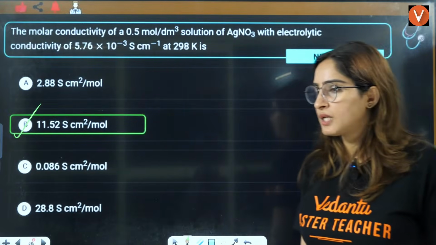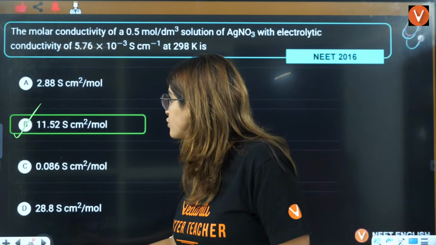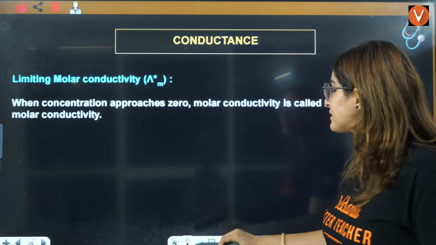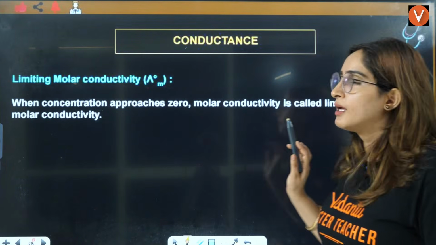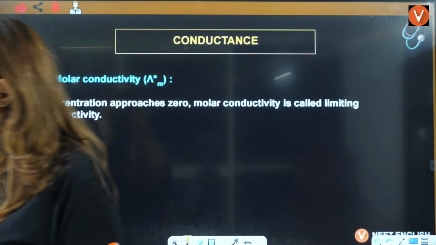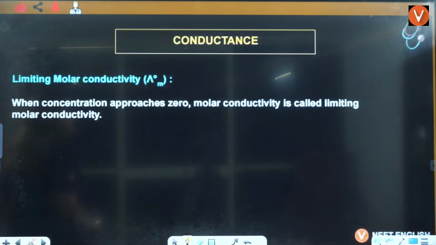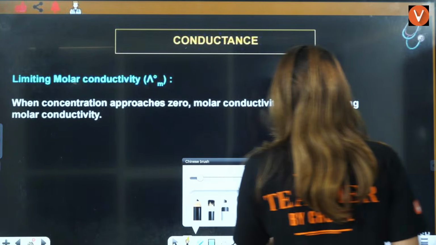Okay. Yes. Now let's talk about the next thing, that is limiting molar conductivity. Now guys, can you see the definition here? Now let's see limiting molar conductivity.